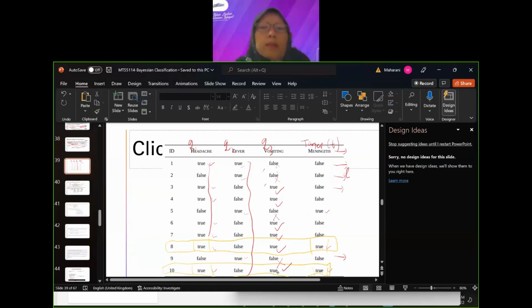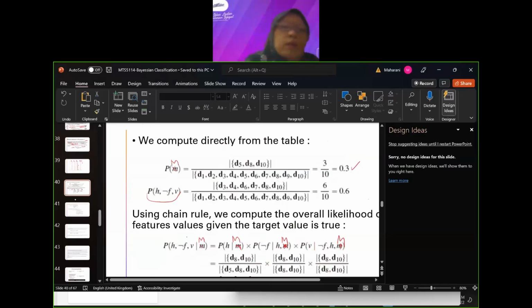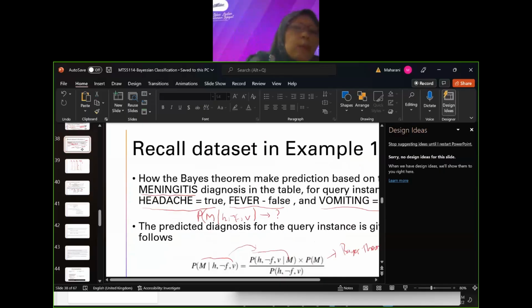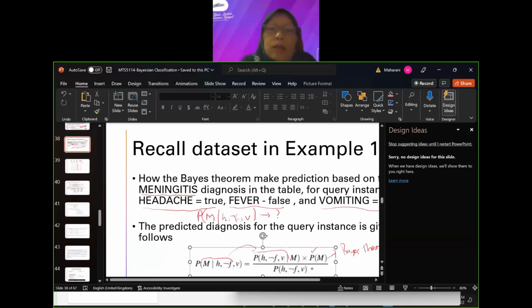How many? 6. 1, 2, 3, 4, 5, 6. So there are 6 with this value. So it means 6 over 10. Therefore here it is 6 over 10. Okay, settled for this one. Which one again do we have to find? This one is okay, this one is okay.